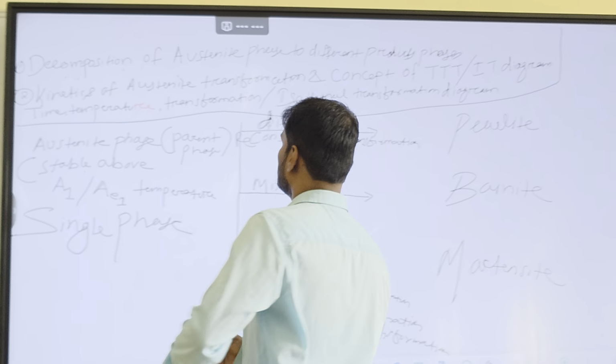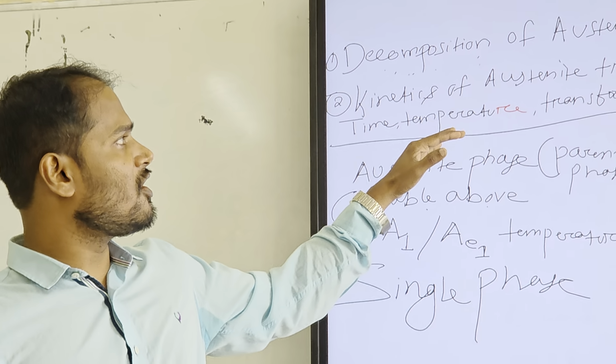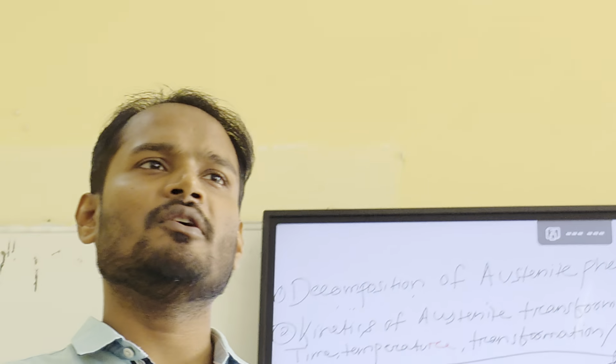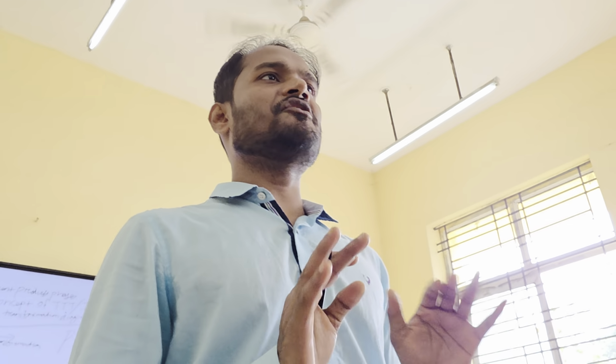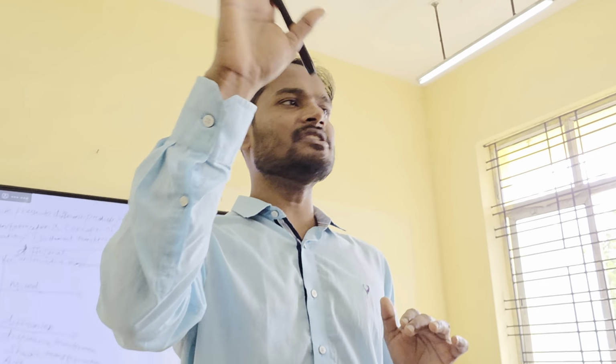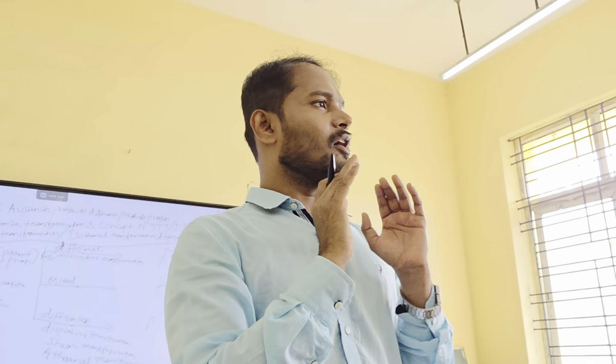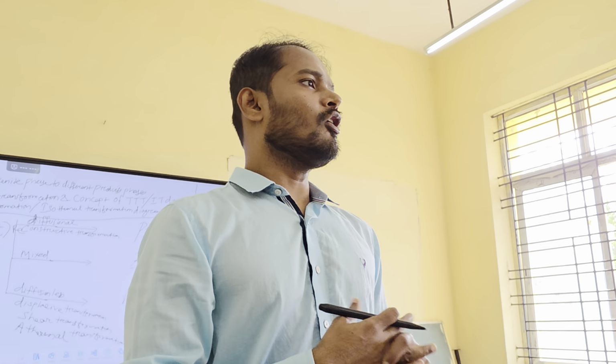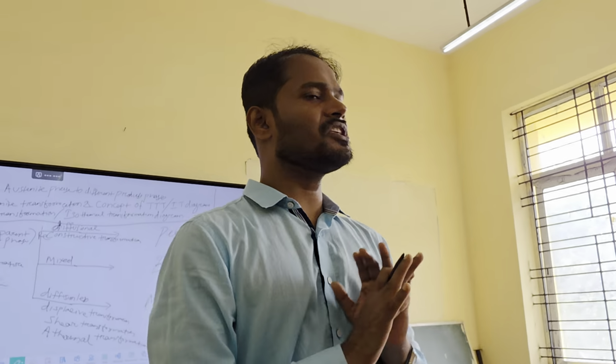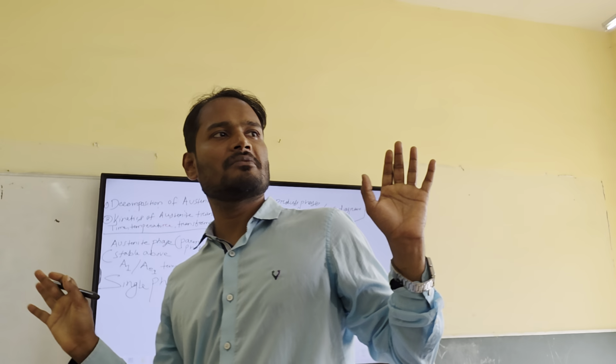See, the first topic is decomposition of the austenite phase, right? Till now we know that austenite is a parent phase, because most of the heat treatment is done from the austenitizing temperature, where we have a homogeneous austenite phase. Only grain and grain boundary of austenite. Nothing else is there. Everything is in solution.